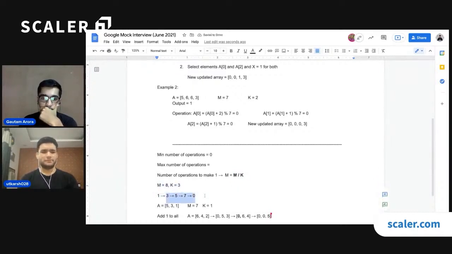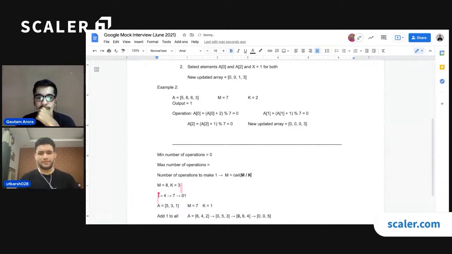Now let's try on this. m 8, k 3. Okay, so 1 will become 4 after adding 3. 4 will become 7, and now I'll add only 1 so that it becomes 0. The number of operations is 1, 2, 3 operations, right? Correct. So if we take 8 by 3 floor, it will become 2. Okay, so I think ceil will work over here.